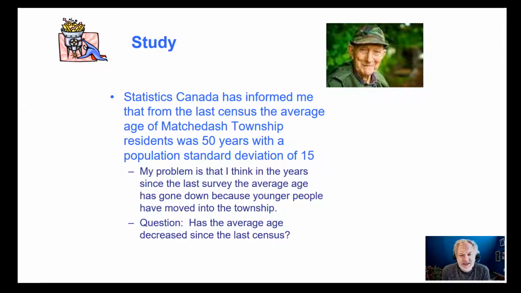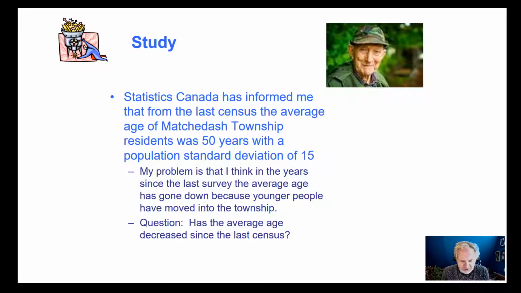Okay, so Statistics Canada has informed me that from the last census, the average age of Matchedash Township residents was 50 years with a population standard deviation of 15. Right? So that's status quo. Nothing's changed. But I've been seeing that there's been some housing development in the Matchedash area, and some younger families have moved into Matchedash, and I think that's brought down the average age of Matchedash residents. So my null hypothesis is mu equal to 50, and the alternate hypothesis is mu is less than 50, right?